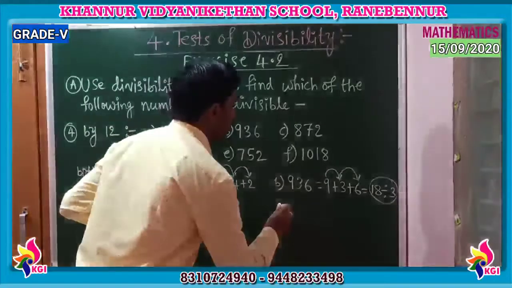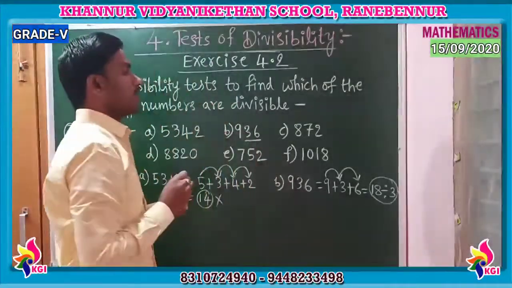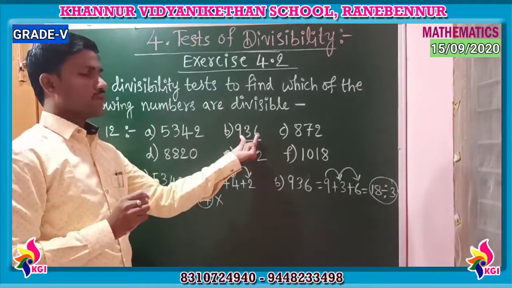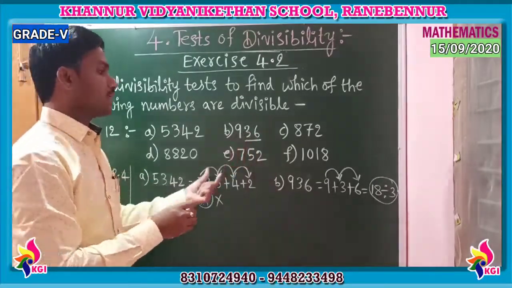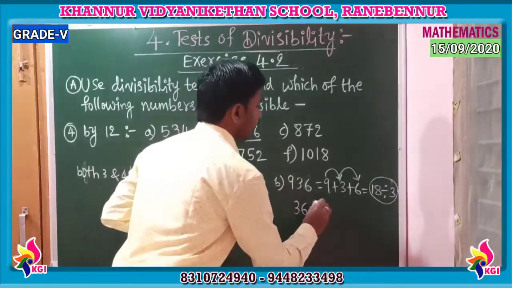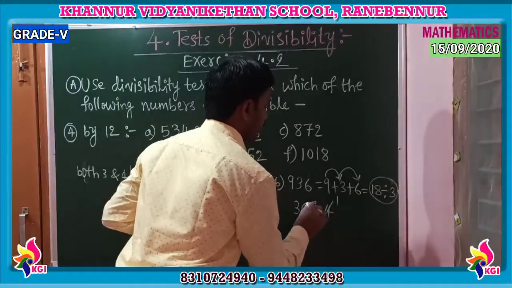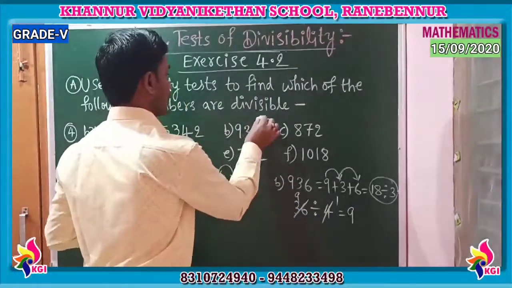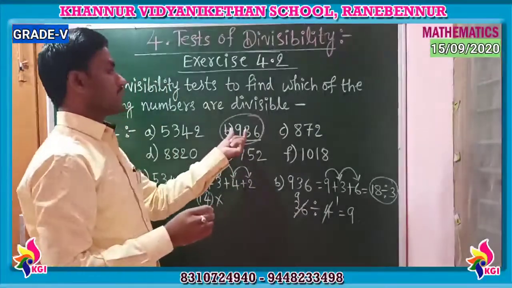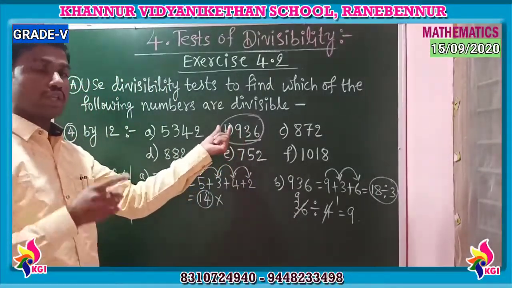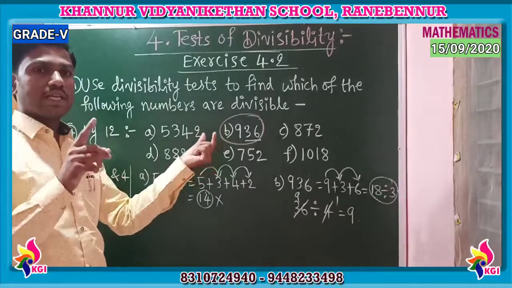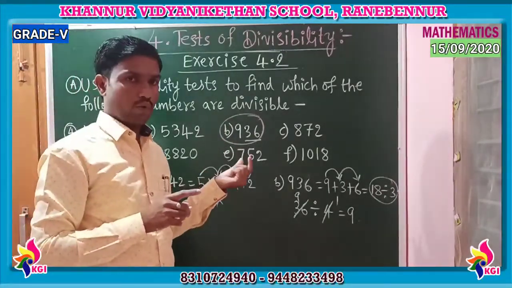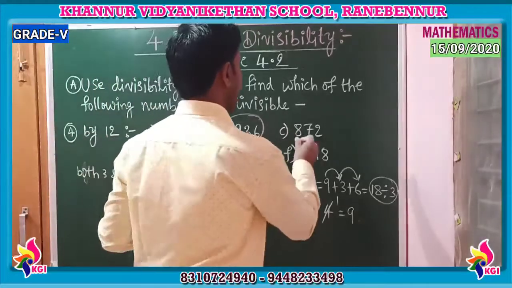But what about divisibility by 4? Yes, check the tens and ones place. In the given number, the tens and ones place becomes 36. 36 is divisible by 4. Of course, 36 is divisible by 4. That's why this number 936 is the answer to question B. This number is divisible by both 3 and 4, which means we can easily say this 936 is also divisible by 12.